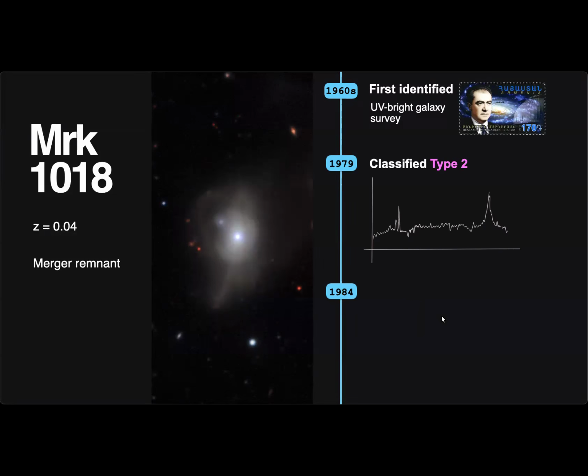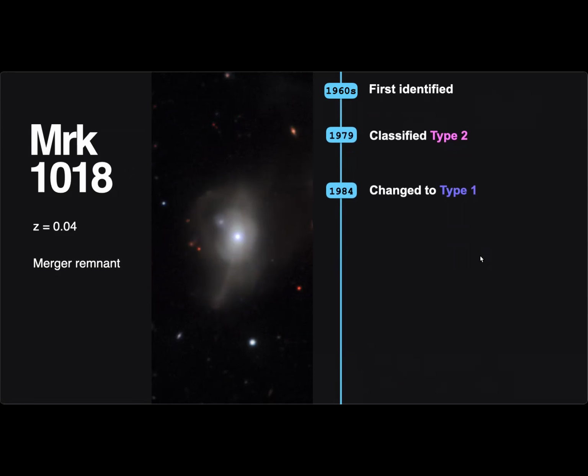And then in 1984, it changed to a type 1, gaining broad emission in both H alpha and H beta and additional continuum emission. So this was one of, not the first, but one of the first changing look AGN identified.